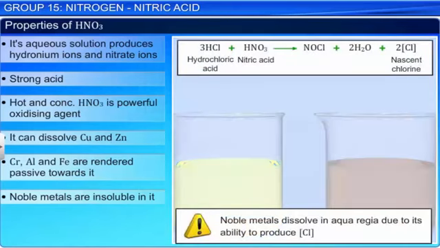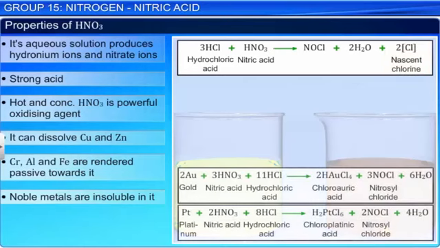Note that noble metals dissolve in aqua regia due to its ability to produce nascent chlorine. The nascent chlorine eventually forms a soluble complex on reacting with gold and hydrochloric acid, as shown in these equations.